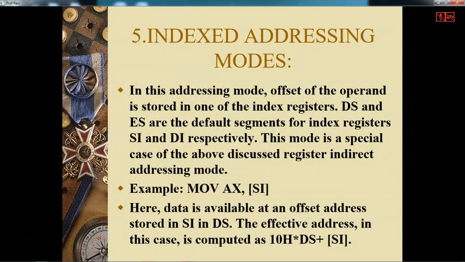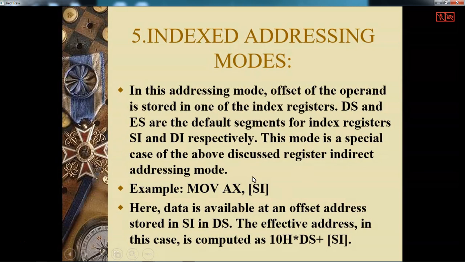Then the next addressing mode is indexed addressing mode. So in this indexed addressing mode, what we do is the offset of the operand is stored in one of the index registers. Right, DS and ES are the default segments for index registers. SI and DI is what we use. And this mode is a special case of the above discussed register indirect mode. So move AX comma SI, but in particular you are going to use the default segments DS and ES. So move AX comma SI is an example of index register.